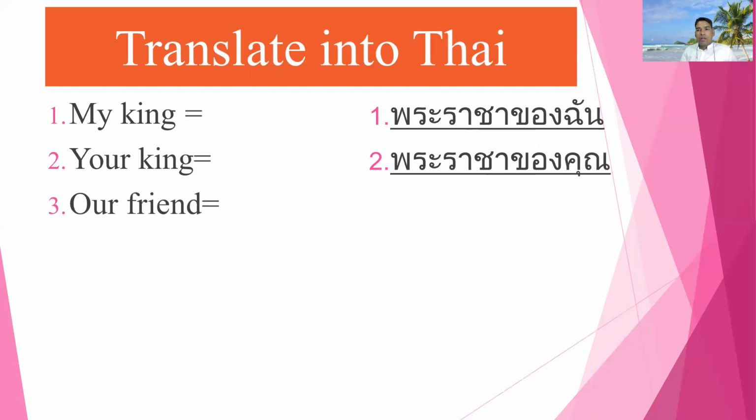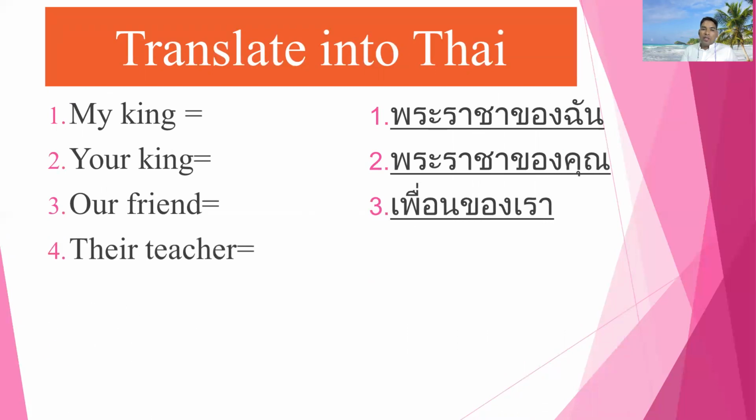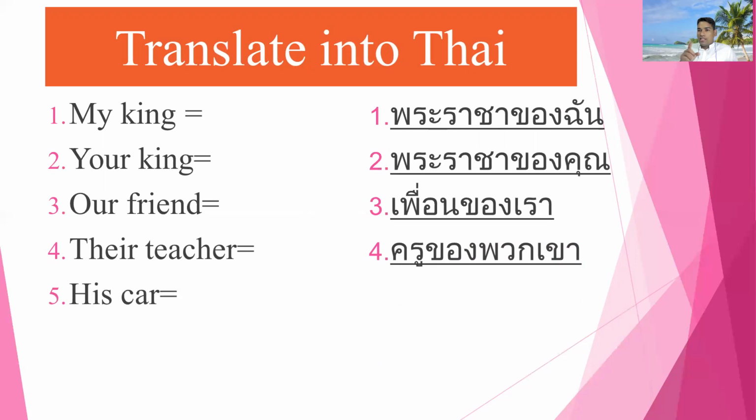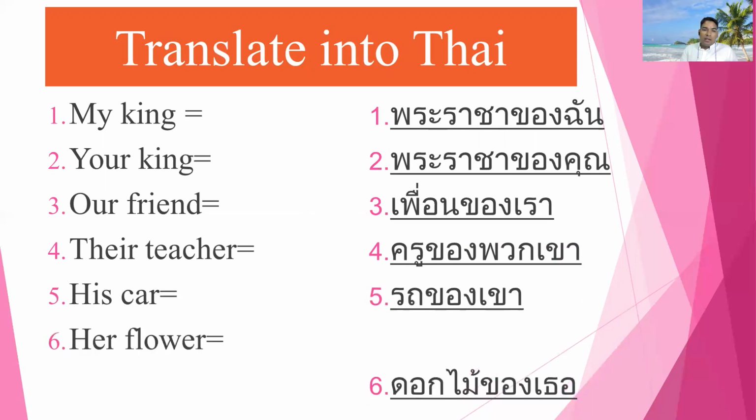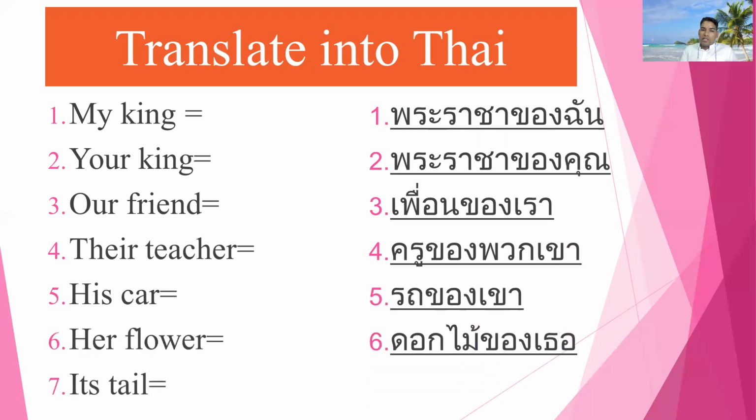Number 3 is also about the possessive adjective: my king, your king, our friend. Our friend is changed into Thai language like this. Number 4, their teacher. Their teacher changes into the Thai language like that. Please write the Thai. Number 5, his car. Number 6, her flower. Number 7, its tail. All are changed into the Thai language.